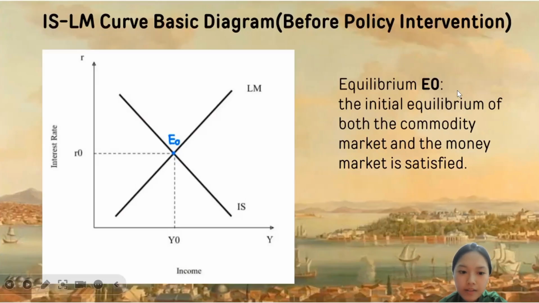In the IS-LM basic diagram, the intersection of the IS curve and the LM curve is the equilibrium point, E0, where both the goods market and the money market are satisfied. Let's start by assuming E0 is the initial equilibrium point. The initial equilibrium interest rate is R0. The initial equilibrium income is Y0.